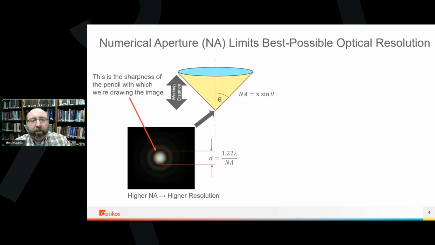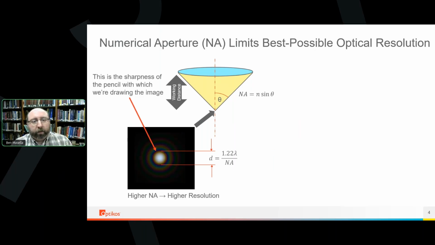So zooming in on numerical aperture, the NA of the system limits the best possible optical resolution. The numerical aperture is just a measure of the size of the cone of light coming to focus, either at the object or the image. Typically, we're interested at the object plane in terms of resolution of the sample.